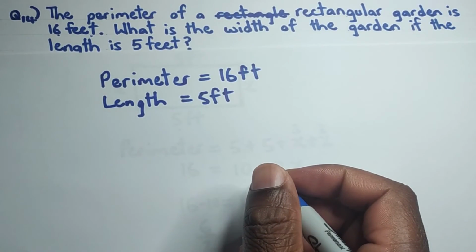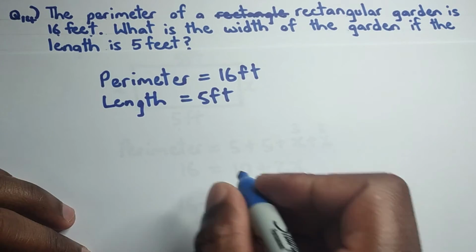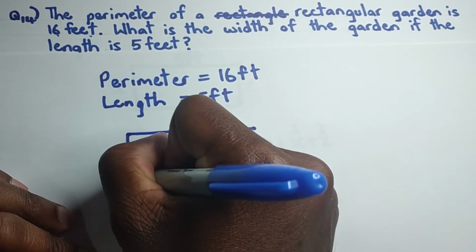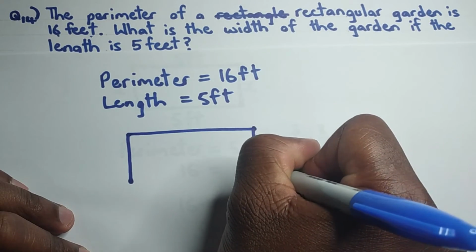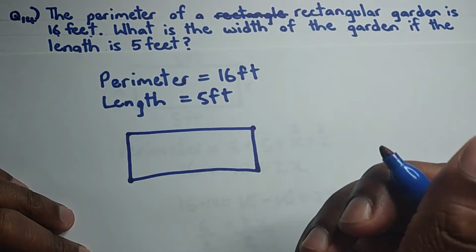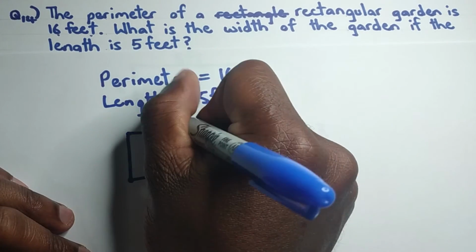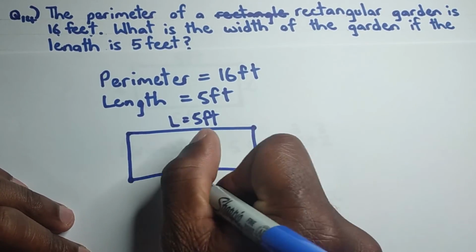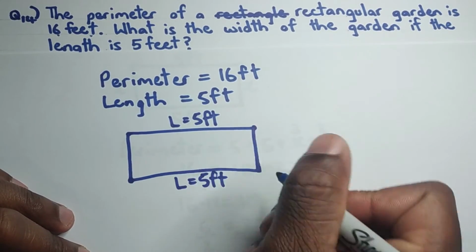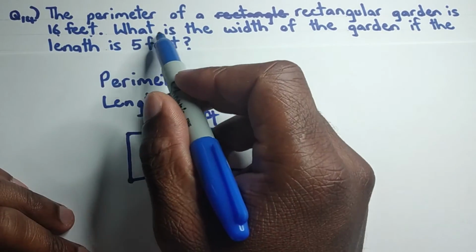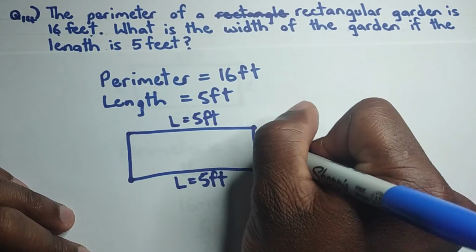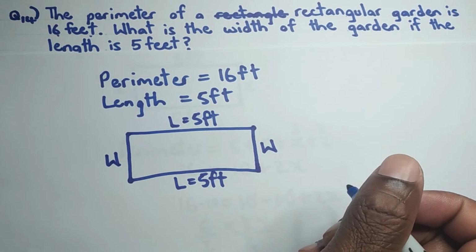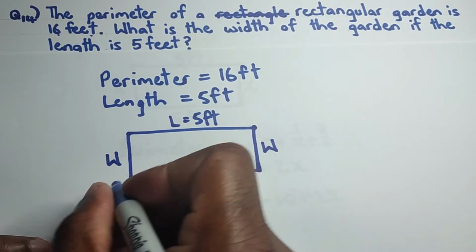Now what we could do is to actually draw the rectangular garden. I'll do a rough sketch of it, so this is not drawn to scale. The length is equal to 5 feet, so down here would also be equal to 5 feet. And the width, they ask us to find the width. So this would be the width, and here will also be one of the width as well. So we know the formula to find the perimeter.